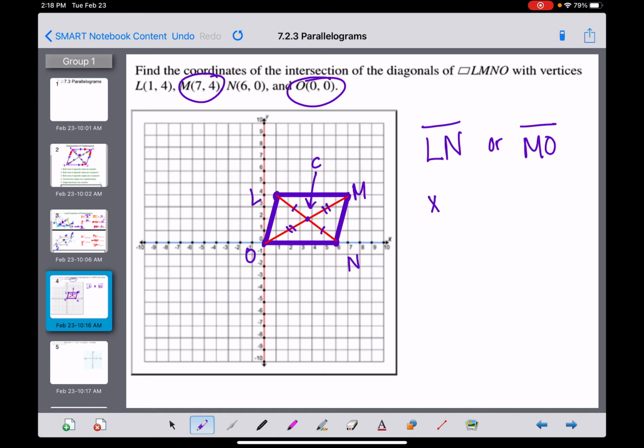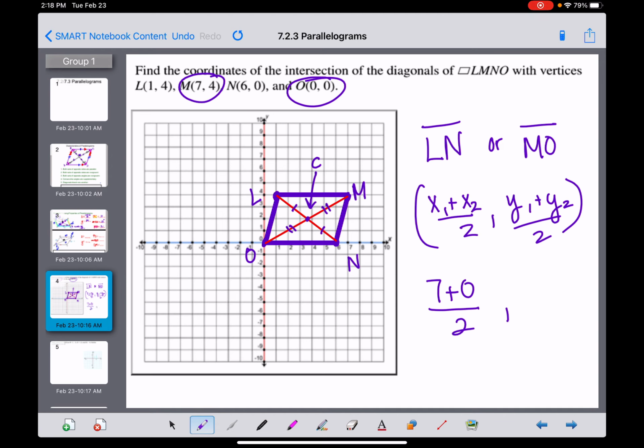So our midpoint is where we add the x's together, divide by 2, add the y's together, divide by 2. My x values are 7 and 0. My y values are 4 and 0. 7 plus 0 is 7, divided by 2 is 3.5. 4 plus 0 is 4, divided by 2 is 2. So it does appear that my intersection is about at (3.5, 2).